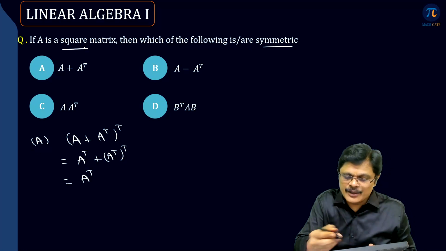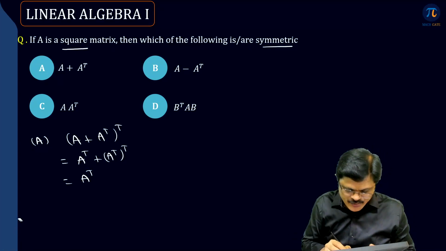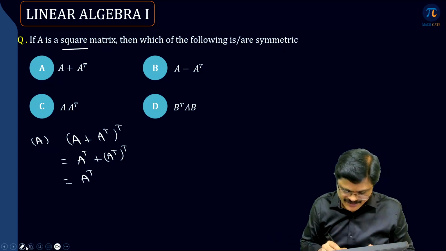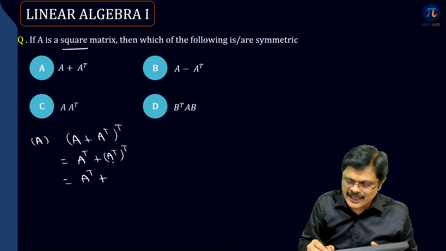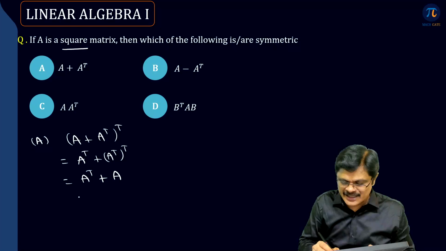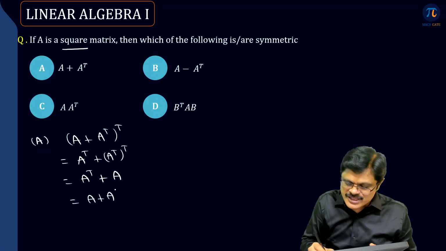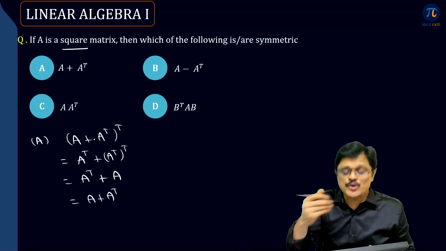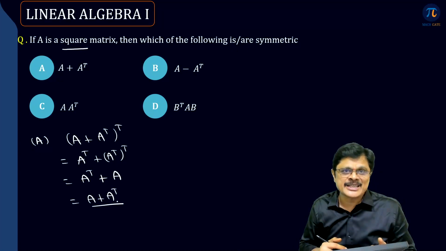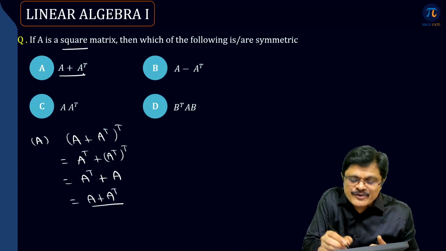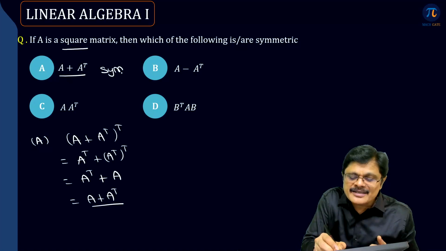Sir, it is not mentioned that it is symmetric. It is just a square matrix. Okay, fine. Let us use that. A transpose whole transpose, you get it as A, the same as the original matrix. That is, (A + A transpose) whole transpose is the same as A + A transpose. Therefore, this fellow is symmetric.